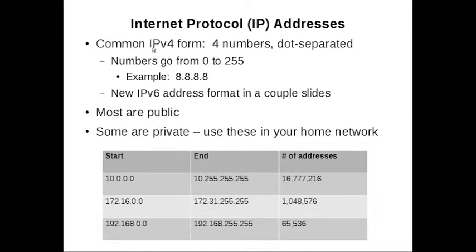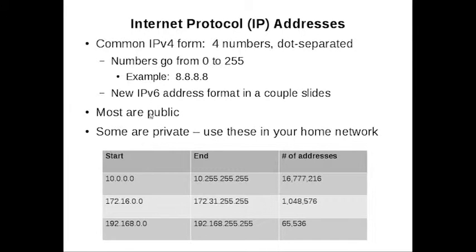IPv4, Internet Protocol version 4, is the form that most of you will have seen, if you have seen any at all. And it is four numbers that are separated by dots. So 8.8.8.8, this happens to be a domain name server that you can use to make this translation. The numbers go from 0 to 255. So each one of these four numbers can be anything from 0 to 255. So that's 256 total numbers that can go between the dots. Anyway, IP addresses go from 0 to 255 in the IPv4 form. I'll talk about IPv6 in a couple of slides.